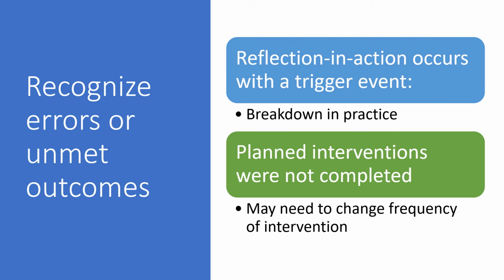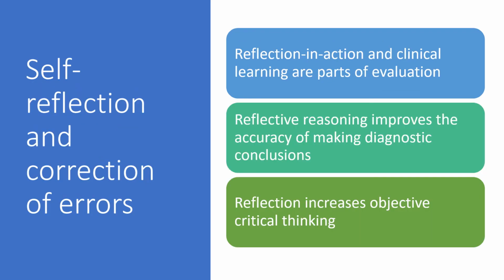So reflection and action usually occurs with a trigger event, like a breakdown in practice. Planned interventions were not completed. And sometimes that comes down to delegation. I delegated to the UAP to reposition the patient, but the UAP got pulled or has too many patients, and I didn't follow up with my delegation to make sure that patient got repositioned. So you may need to change the frequency of interventions as well.